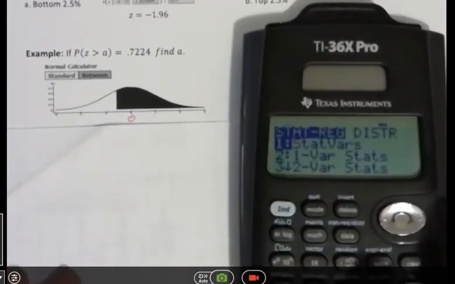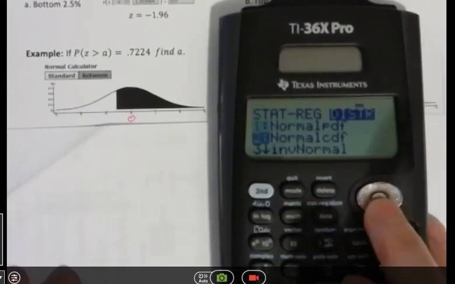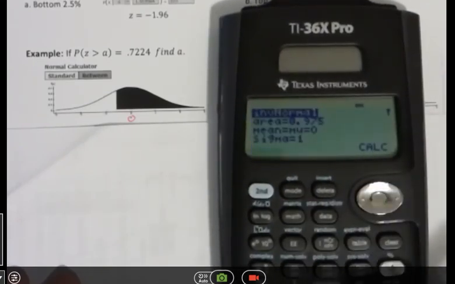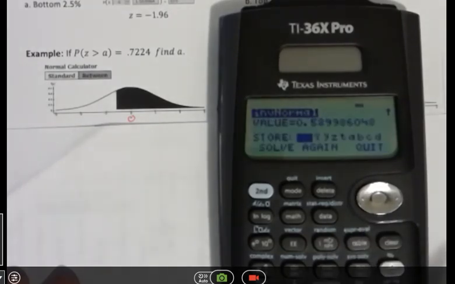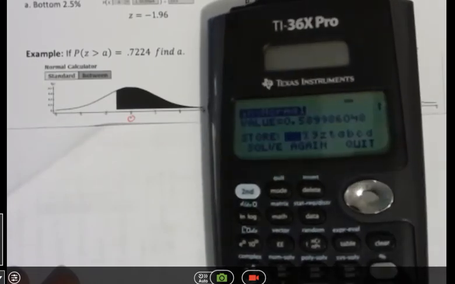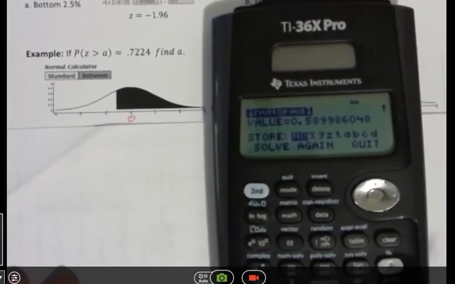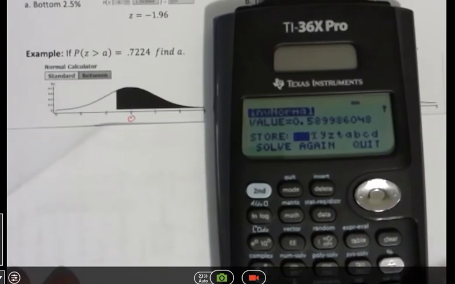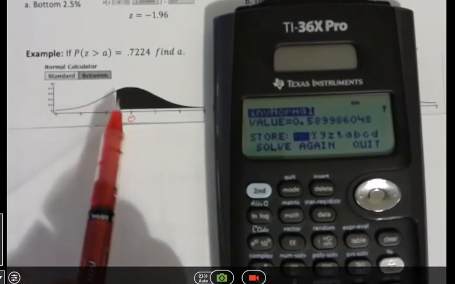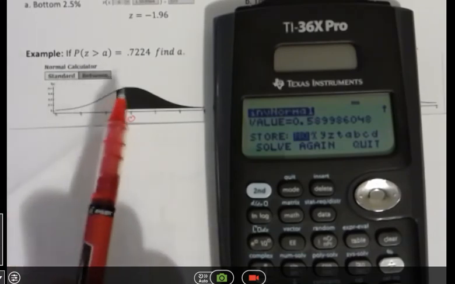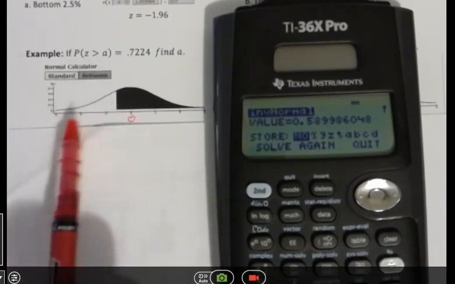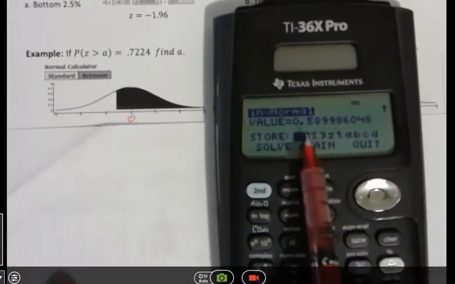Second function data, 1 to the right and down to inverse normal. And then our area is 0.7224. And if I scroll down and calculate, I get, what did I just do? So remember, when it goes to the right, it's going to tell you the area to the left, right? When we put that in, it assumes that that's the area to the right. And you see how it gave me a positive?